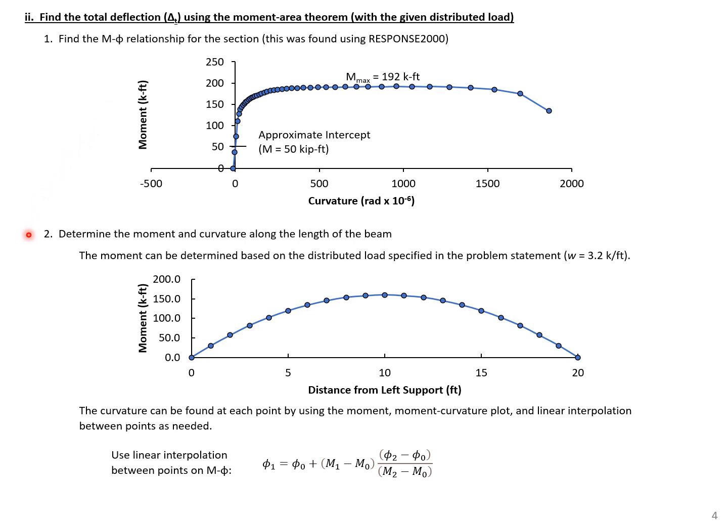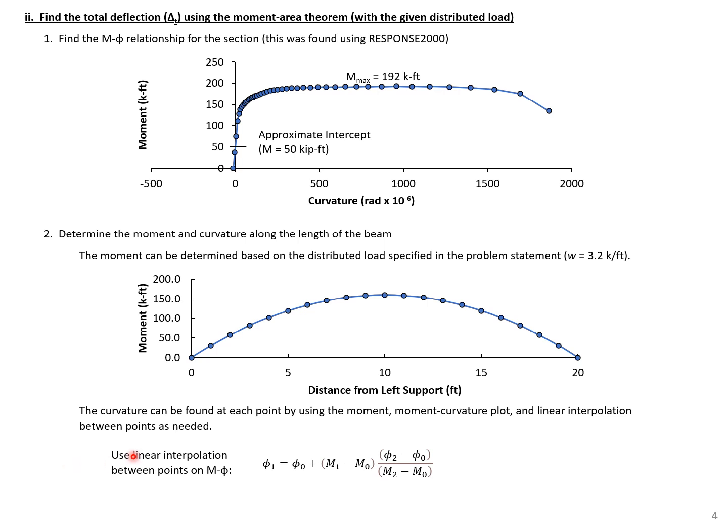Next, we need to determine the moment along the length of the beam, and then we'll use that moment with our curvature diagram to find the curvature along the length of the beam. You can see the moment here, just with our applied distributed load of 3.2 kips per foot. We have our moment here with 0 moment at the ends and max moment at midspan.